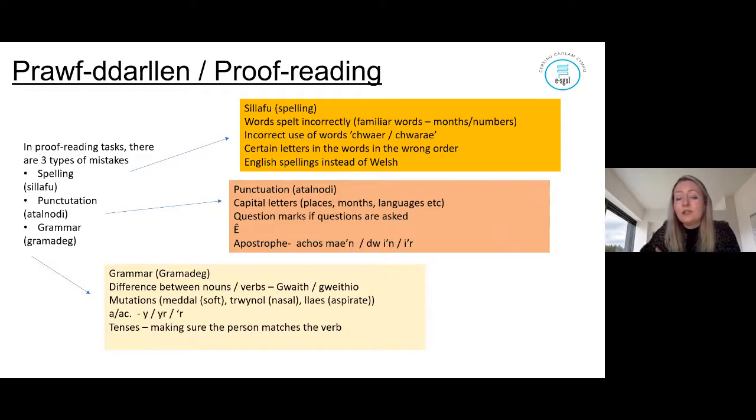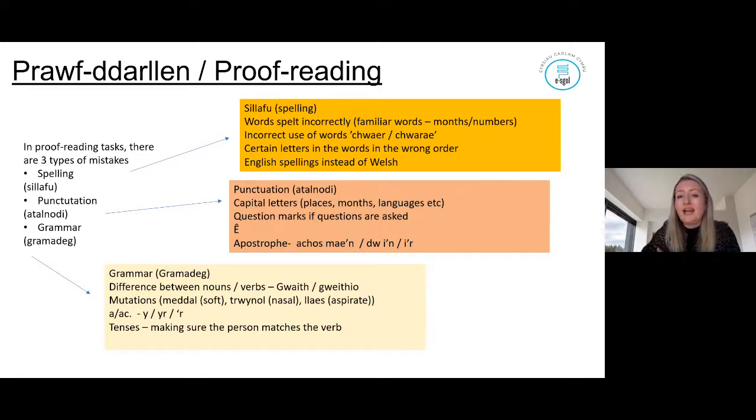Certain letters in words in the wrong order, so maybe the W and the Y the wrong way around, for example, with byw, or with swyddfa, office, where the W and the Y are in the middle. And things like English spellings instead of Welsh spellings, so words like cafe being spelt not in the Welsh way, and things like that, okay? So those are different types of spelling errors that could come up.